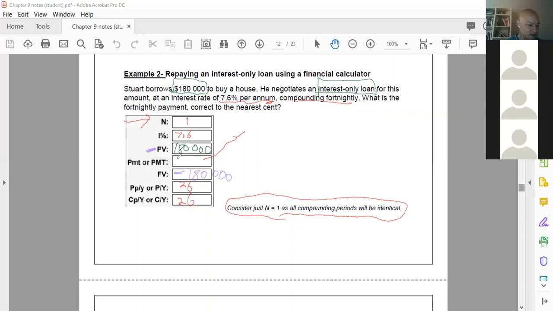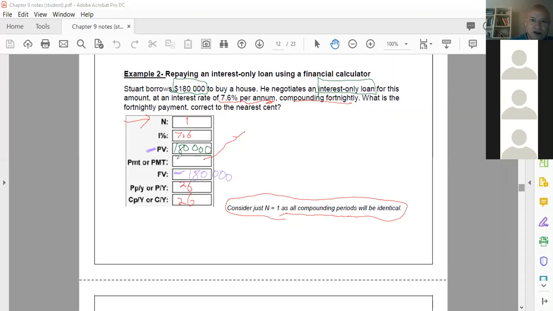Okay, let's do that. Menu, finance, number 1, tab 7.6, tab 180,000, tab future value negative. Now make sure when you do the negative, it's the one in brackets, 180,000, 26, tab all the way back to my PMT.